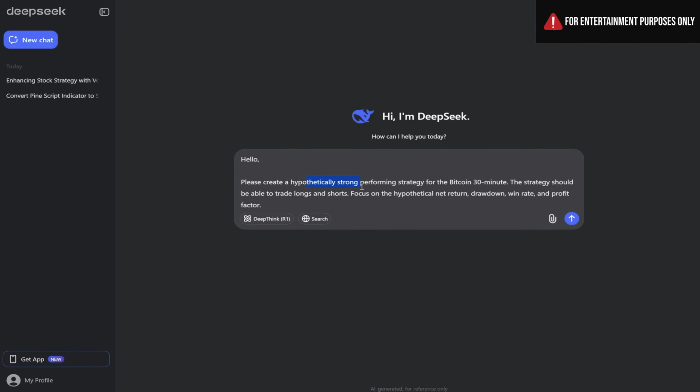The strategy should be able to trade longs and shorts, focus on the hypothetical net return, drawdown, win rate, and profit factor. And that's all we're going to tell Deepseek to do. No clues, hints, cheats, or anything of that nature. So let's submit this prompt and see what Deepseek can come up with.